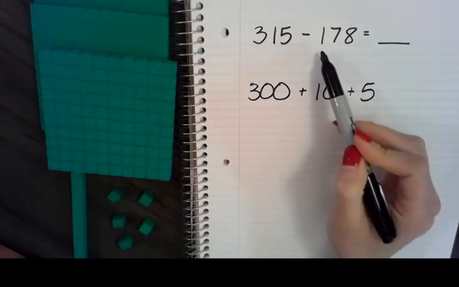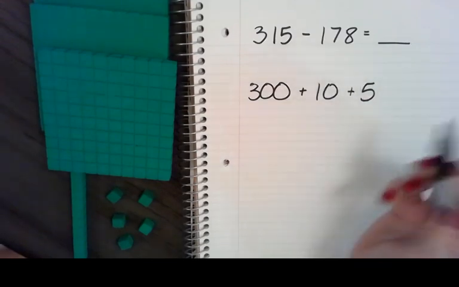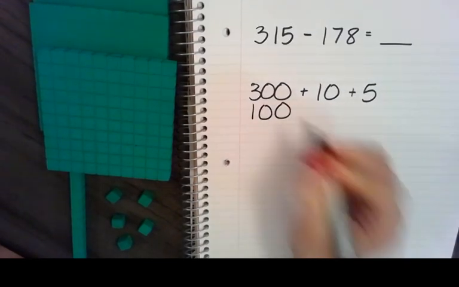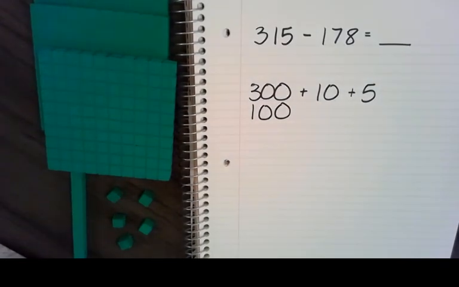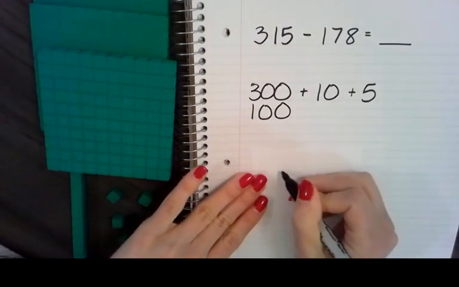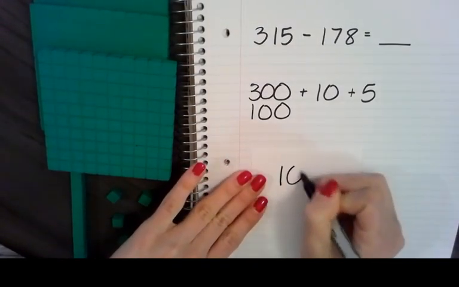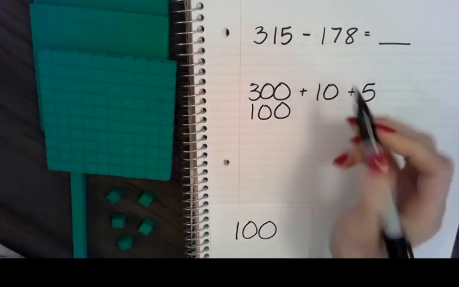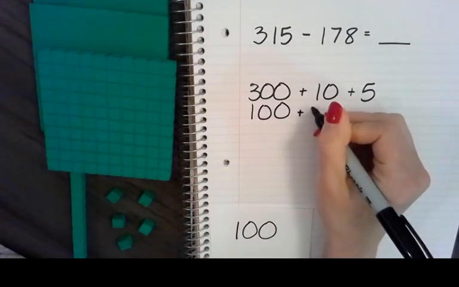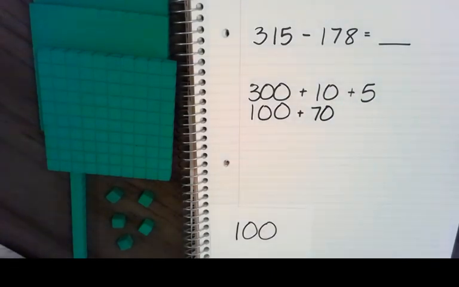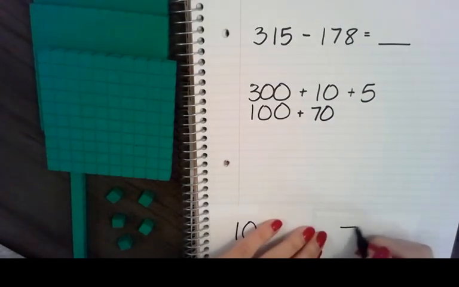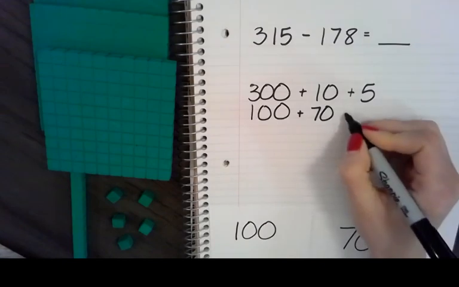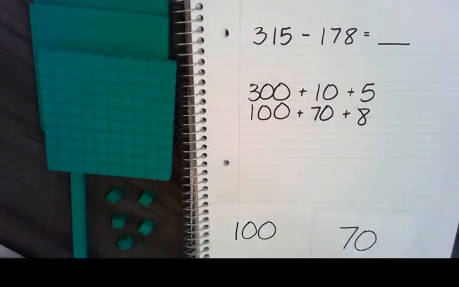Now we're going to look at 178. The 1 represents 100. And I'm also going to write it on some little pieces of paper, and I'm going to use that when I'm taking away the base 10 blocks. The 7 represents 70, for 7 tens. 70. Finally, the 8 represents 8 ones. 8.